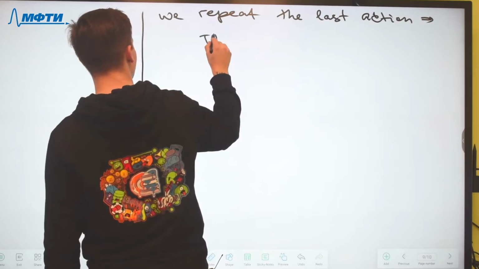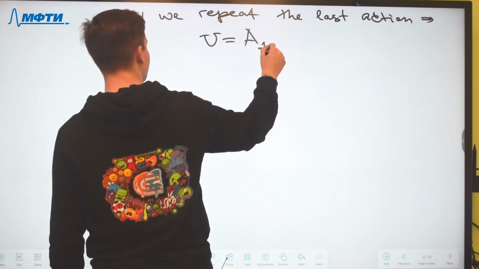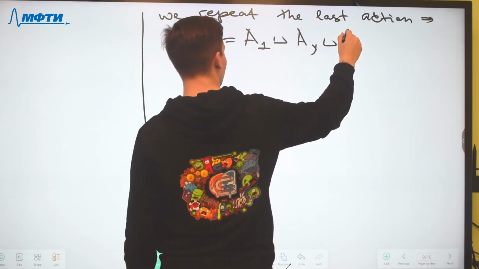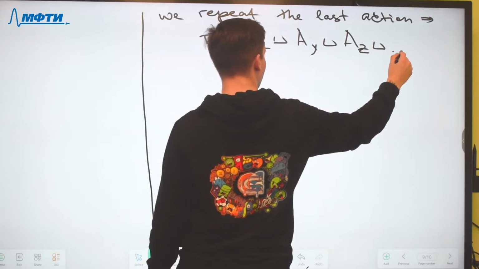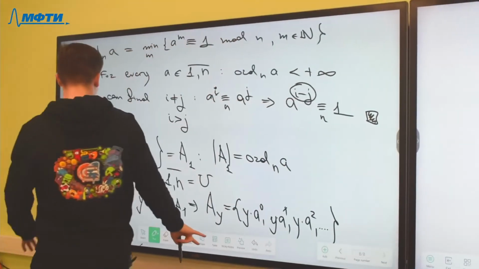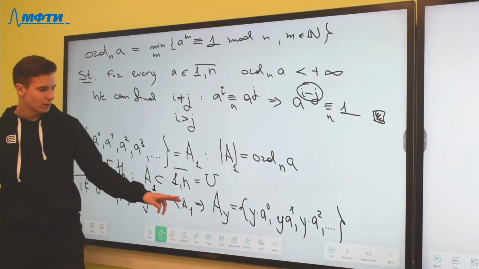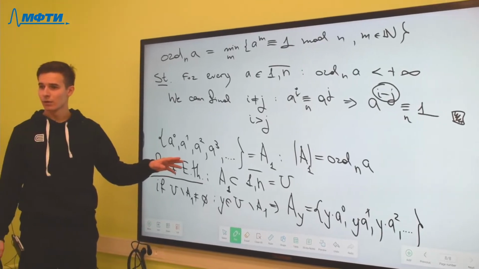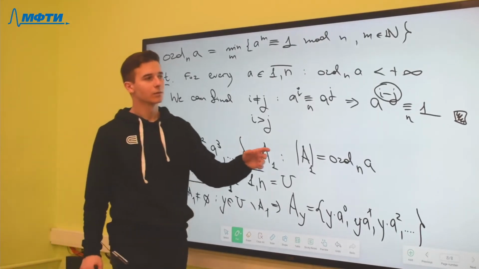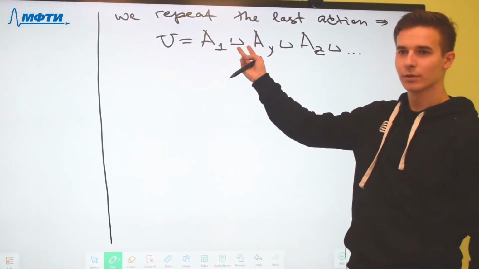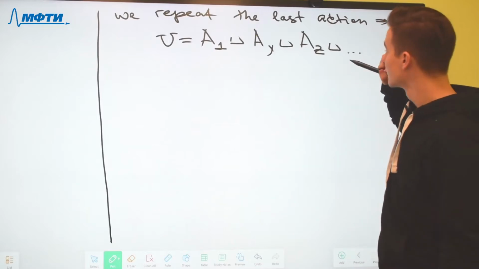And find that U is equal to some subsets. And we can prove that these two subsets are not intersecting. So I said this union is a disjoint union. Yeah, you understand these square symbols.